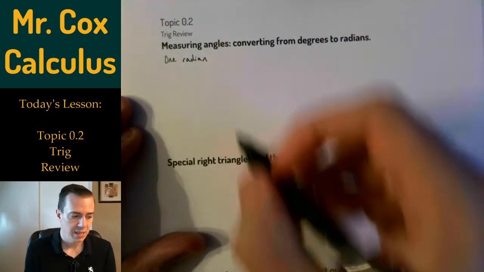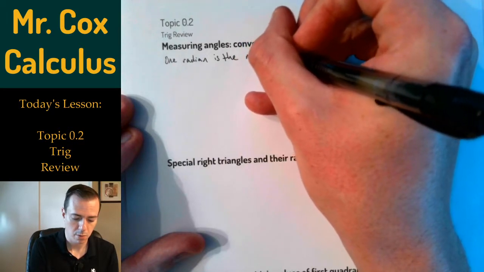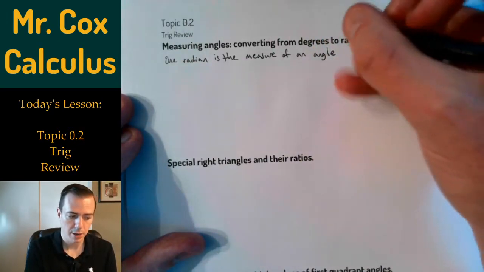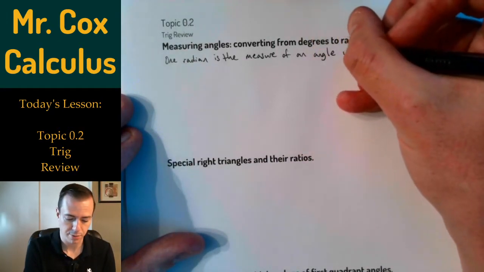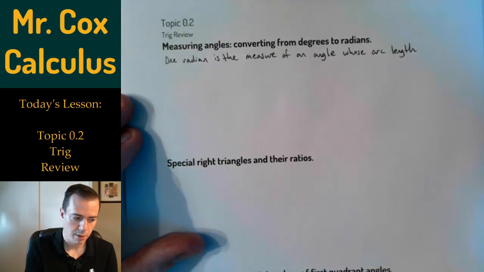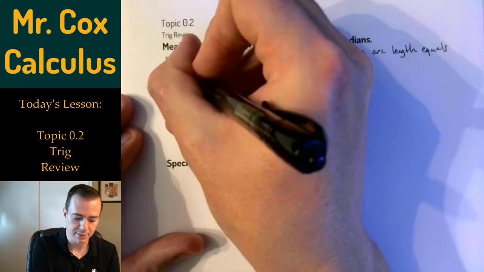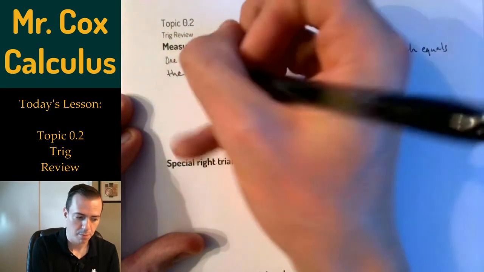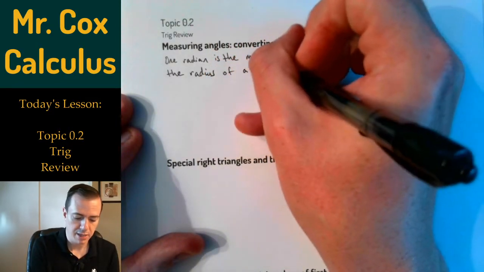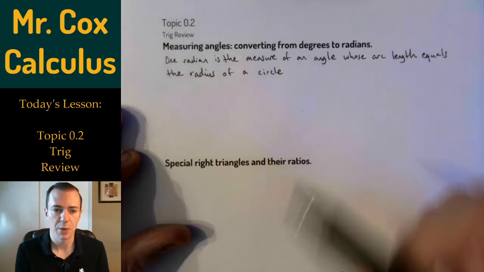1 radian is the measure of an angle whose arc length equals the radius of a circle. And so really what I should have added here, it's the measure of a central angle, and we'll talk about the arc length.